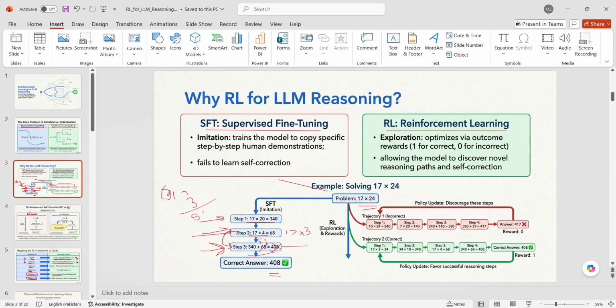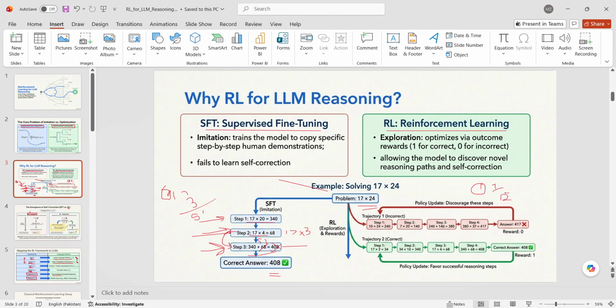In contrast to that, what I'm trying to say is that in reinforcement learning, if the algorithm is trying to answer the question in a certain manner, but it realizes that it has made a mistake during its step, it has the capability to first identify that it has made a mistake.